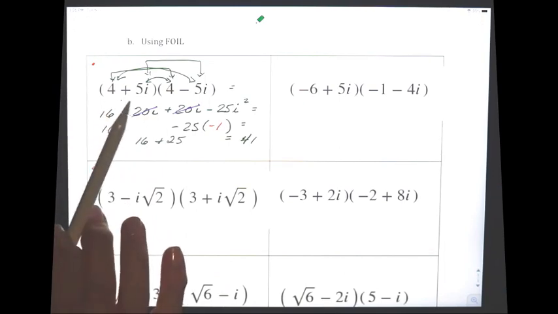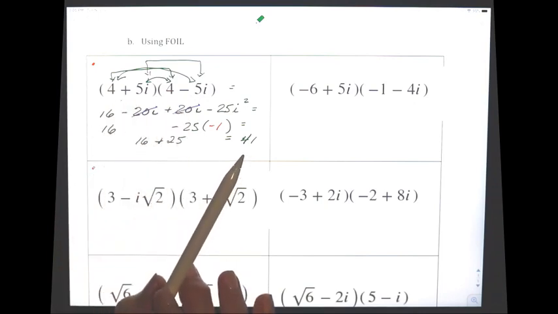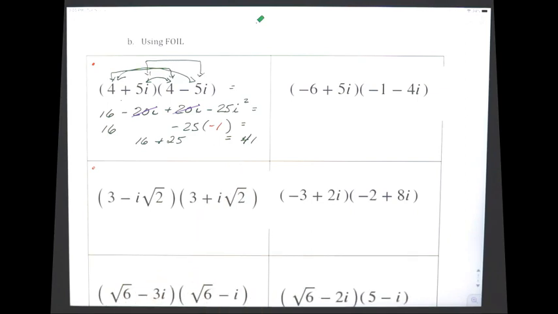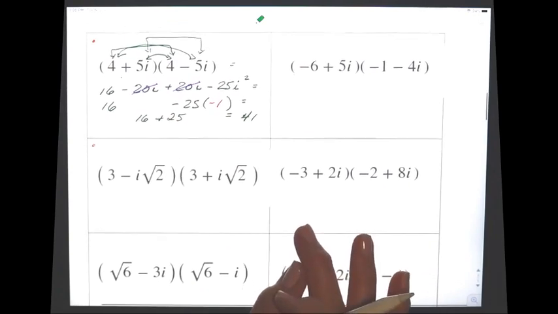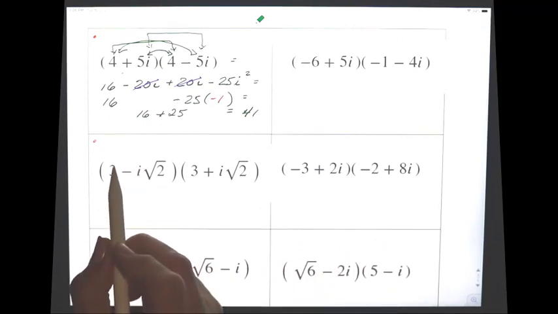The important thing about that is that we start out with two complex numbers, we multiply them together, and we end up down here with a real number result. All right, so that one's pretty straightforward. This next one's got some notation issues, so I thought I would take a minute to show you this. This is still first, outer, inner, last.